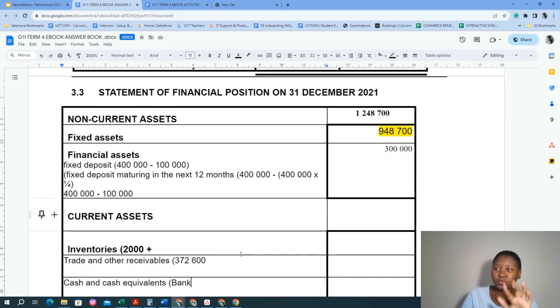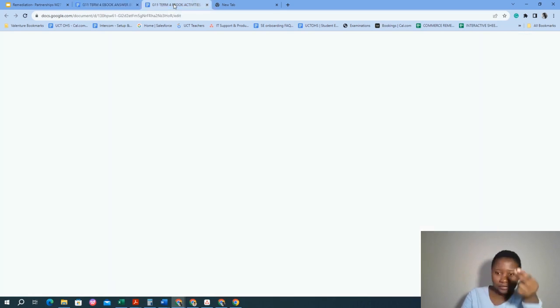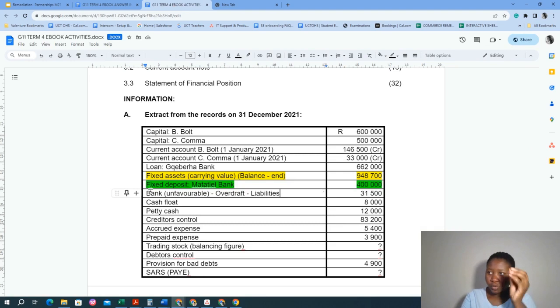Now we move on to what else is part of my cash and cash equivalent. Everything that is like money will go straight there. We have cash float, which is basically change. If we're selling, we must have money that is easily available to give change. And then we have petty cash. Petty cash is for when we need to pay for something in the business.